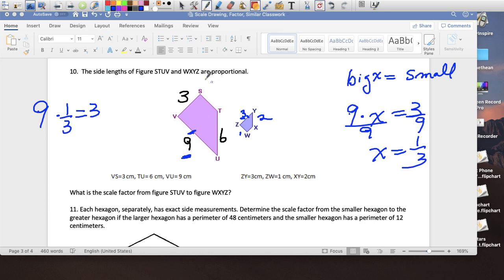And if you were to just try it out again, let's pick this height. The height of our trapezoid was 3. And what did it become on the smaller trapezoid? It became 1. So is 3 times 1/3 1? Yes, it is. So you can tell that our scale factor here is correct.